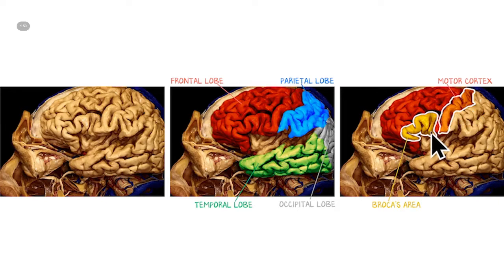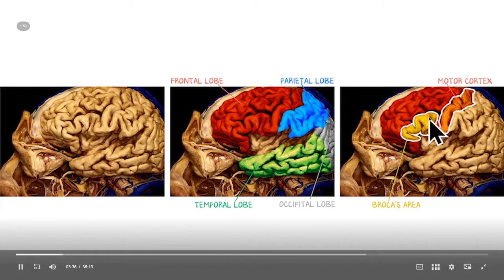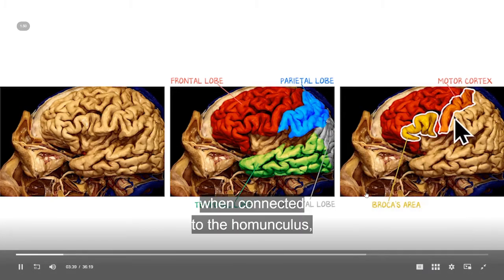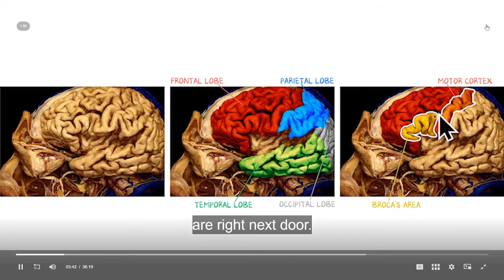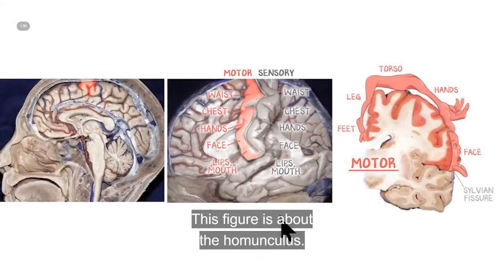And you'll notice also Broca's area right next to it. Broca's area is required for language. A person with a Broca's area aphasia can think about the word and can understand words without a problem. But when it comes to actually mouthing them out, they're not able to do so. That is because the area that does that is Broca's area. And as we're about to see, when connected to the homunculus, the motor neurons for the face and tongue are right next door. This figure is about the homunculus.